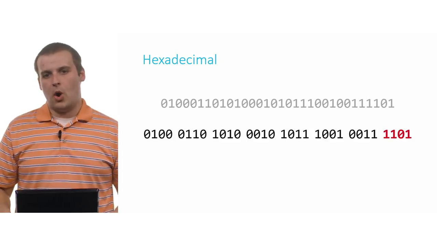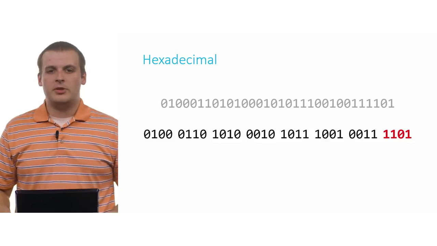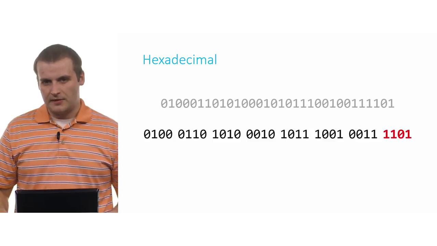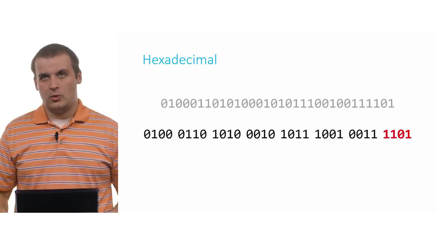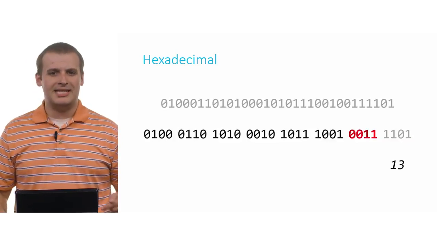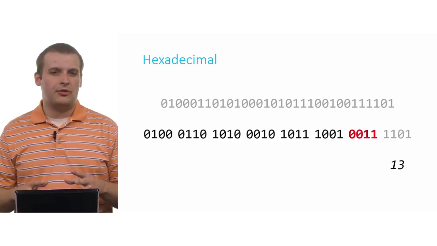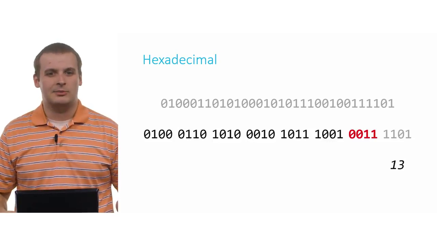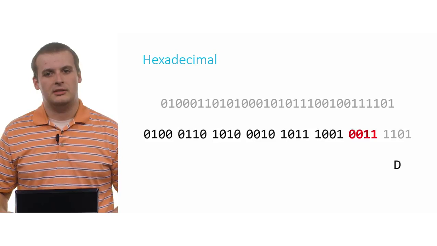Well, what's 1101? If we do the math out in our head, we have 1 in the 8's place, a 1 in the 4's place, a 0 in the 2's place, and a 1 in the 1's place. That's 8 plus 4 plus 1, which we would know as 13. But we probably wouldn't write 13 out because we're working with hexadecimal. We need to convert it to the hexadecimal equivalent of 13, which is D.